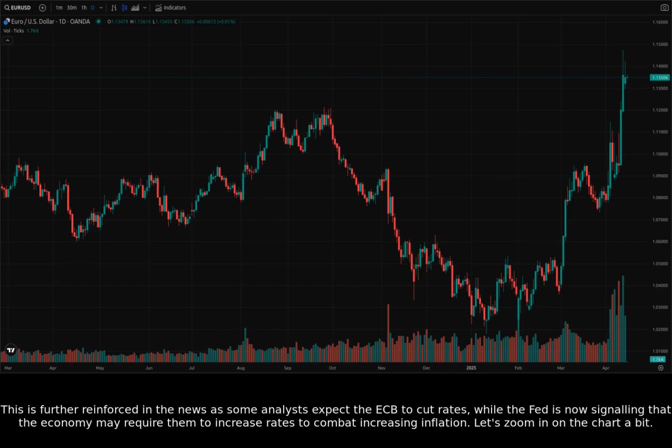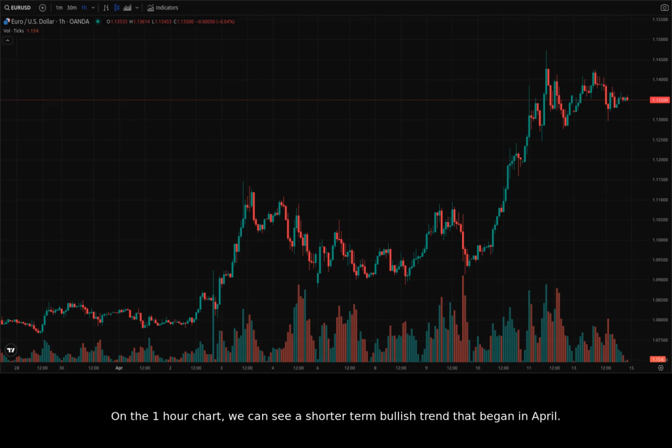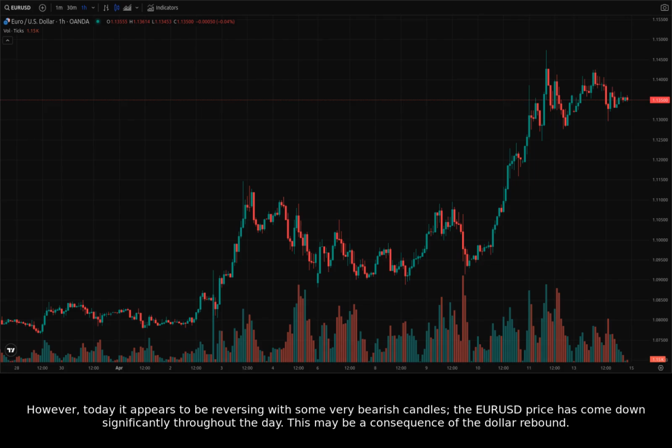Let's zoom in on the chart a bit. Now, let's switch to the 1-hour chart for a closer look at recent price action. The 1-hour chart can show us shorter-term trends or reversals. On the 1-hour chart, we can see a shorter-term bullish trend that began in April. However, today it appears to be reversing with some very bearish candles.